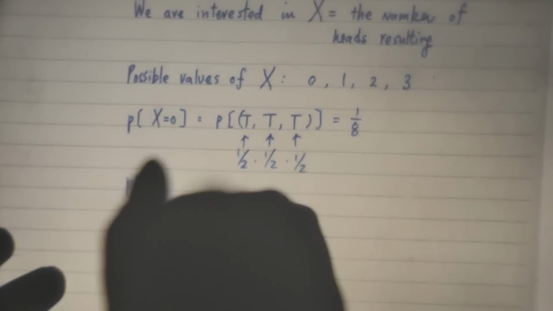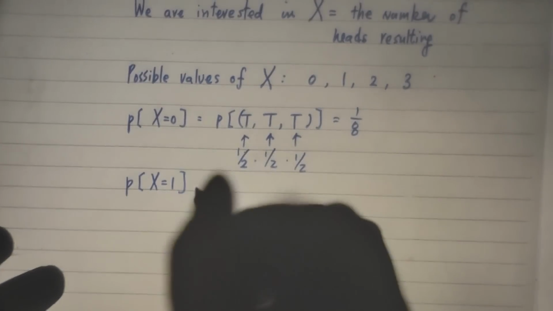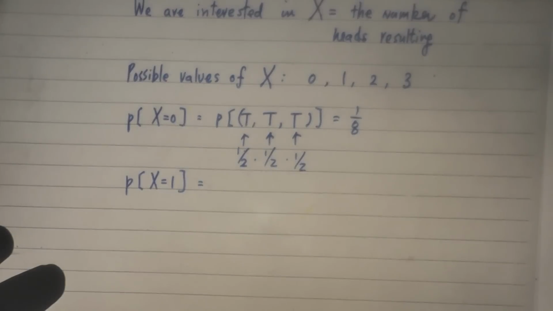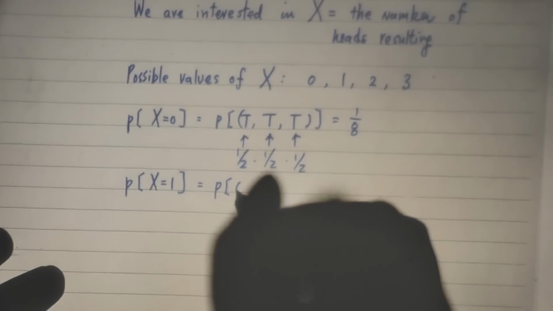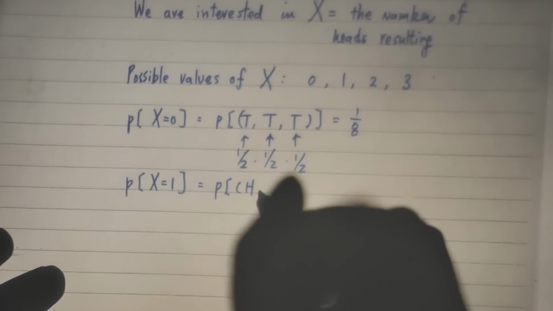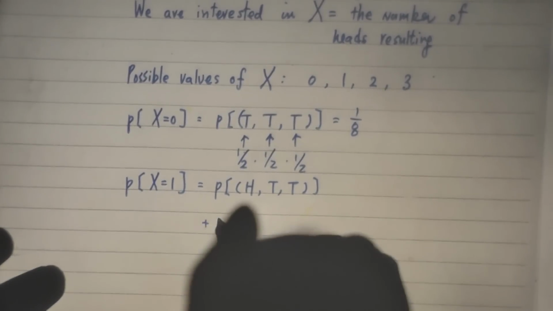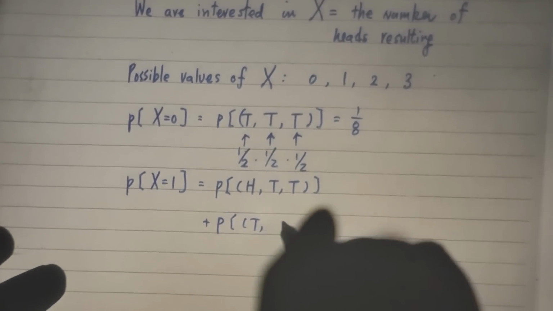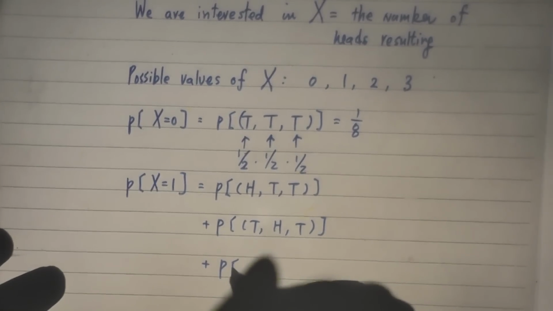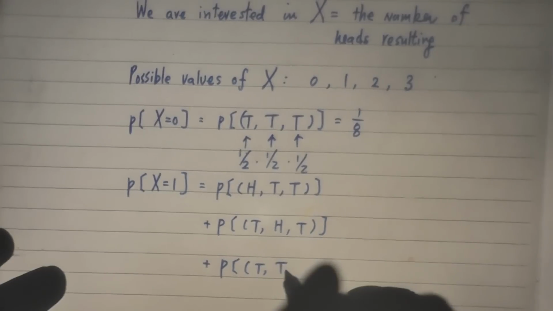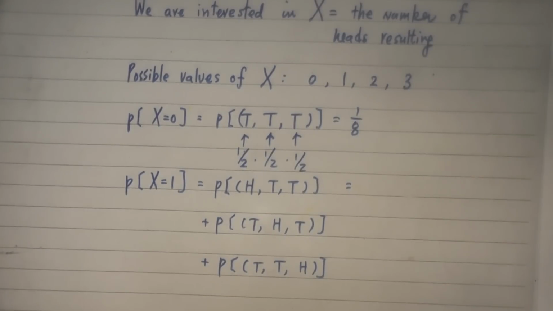Next, X equal to 1. Number of heads resulting is 1. We see only 1 head. 1 head means we see 2 tails. So 3 possible outcomes. Head, tail, tail. Plus, tail, head, tail. Plus, tail, tail, head.